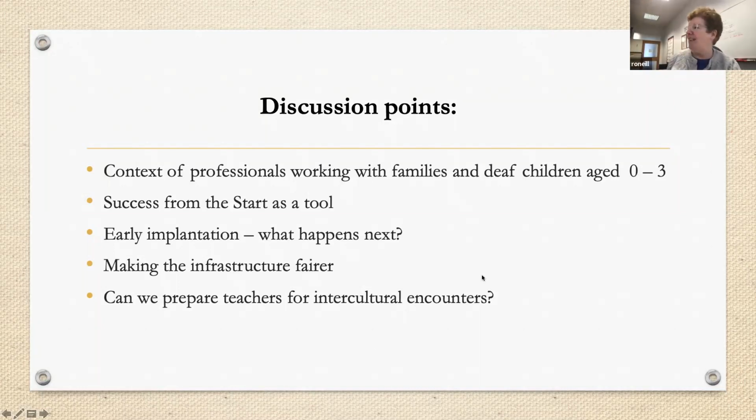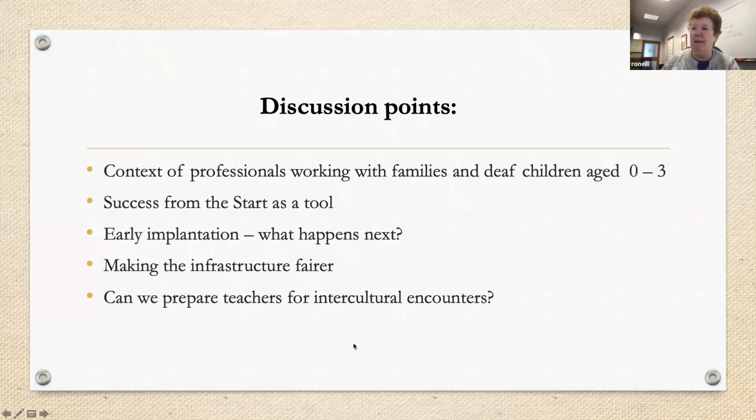So first of all, I'd like to talk about the context of professionals working with families 0 to 3, which is often taking place in parents' own homes. Then I'd like to look at a tool which is an online Word document which we can use with families called Success from the Start. And I'm going to have a critical look at that, see the things that are good about it, as well as the things which perhaps are lying behind it.